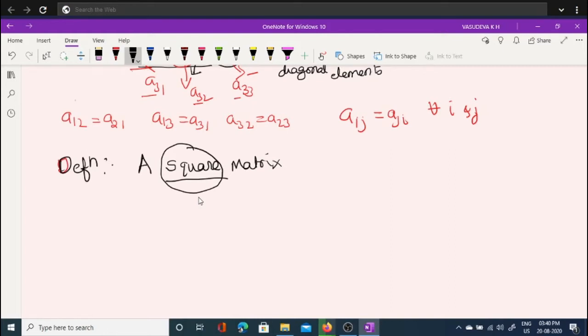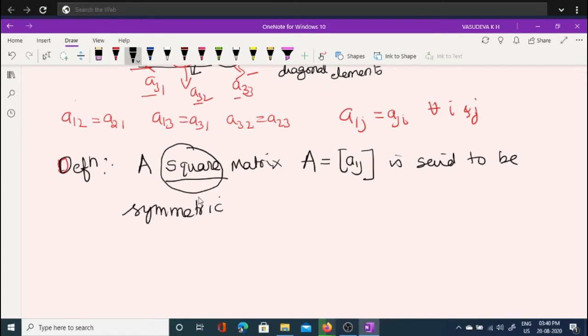So a square matrix A equals Aij is said to be symmetric if A dash is equal to A. So mathematically, that is Aij is equal to Aji for all i and j. So in a square matrix, that is how we define a symmetric matrix.